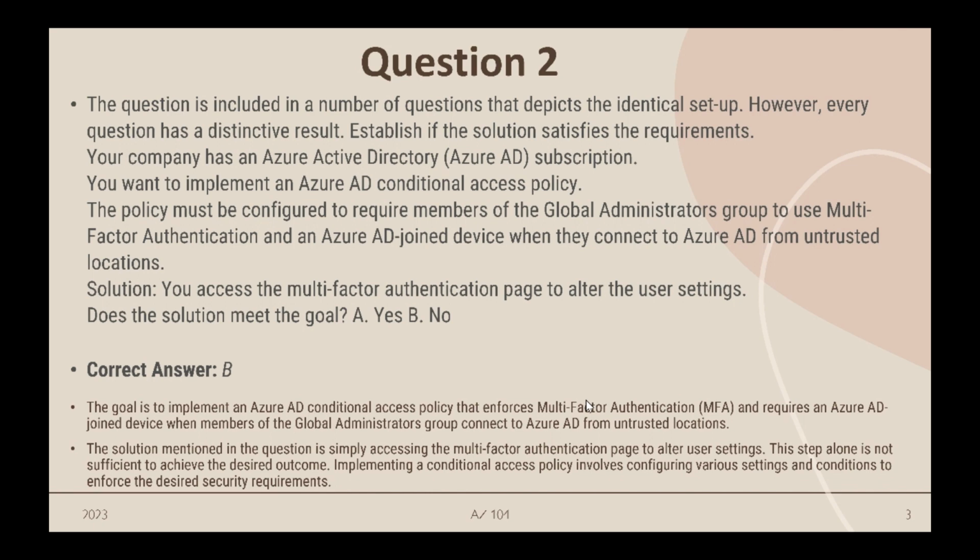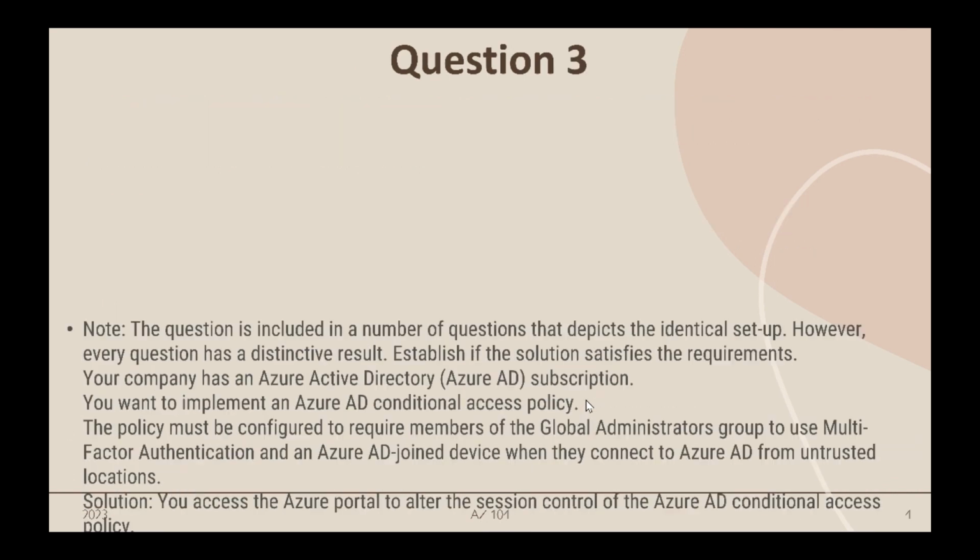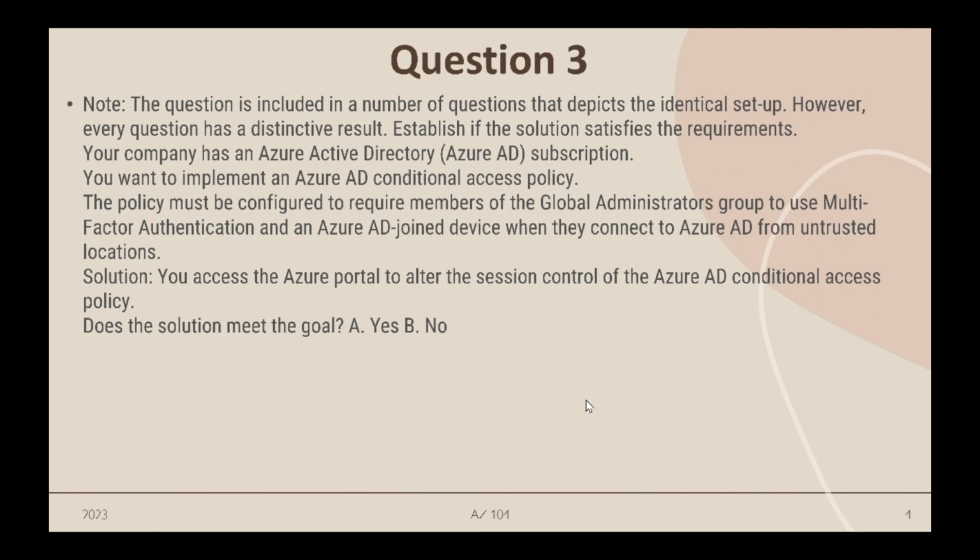Implementing a conditional access policy involves configuring various settings and conditions to enforce the desired security requirements. Now let's look into question number 3, which is an ongoing series and a part of question number 2 itself. The problem remains the same: you want to require members of the global administrator group to use multi-factor authentication and an Azure AD joined device when they connect to Azure AD from an untrusted location.